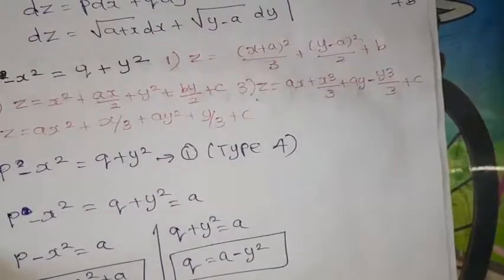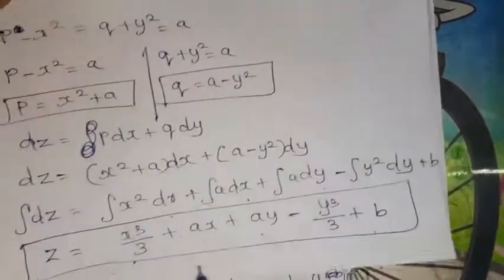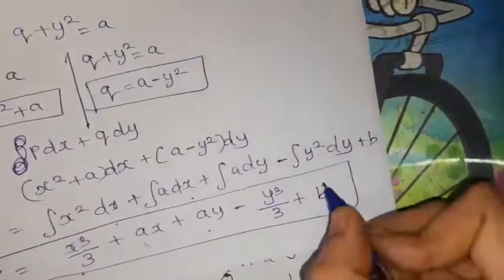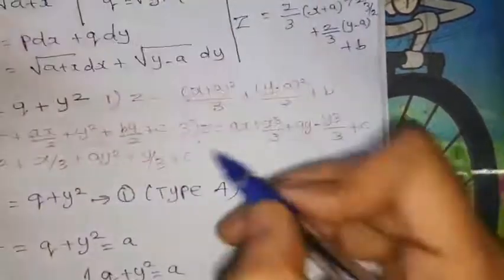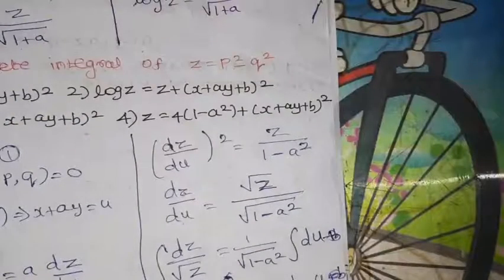By comparing the options, which one? Option 3. See, ax plus x cube by 3, this one. Then ay minus y cube by 3 plus here some constant c. Let it be c, some constant. So option 3 is the right option. We'll move on to the next problem.